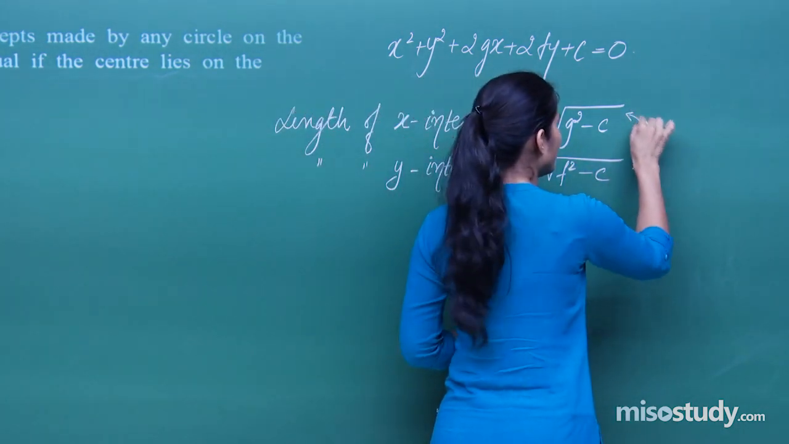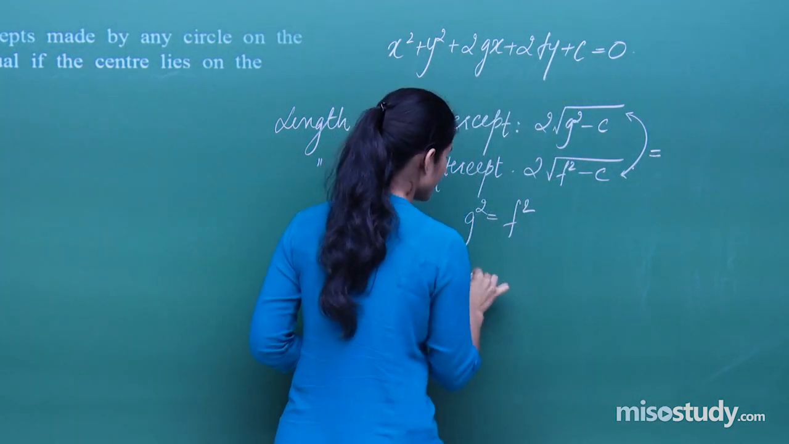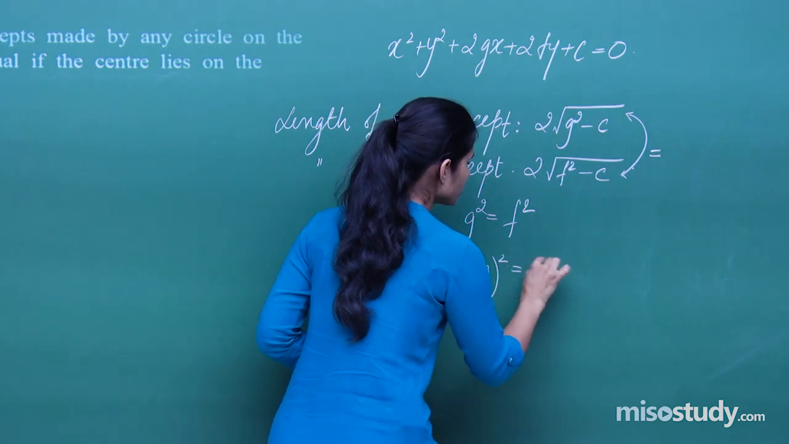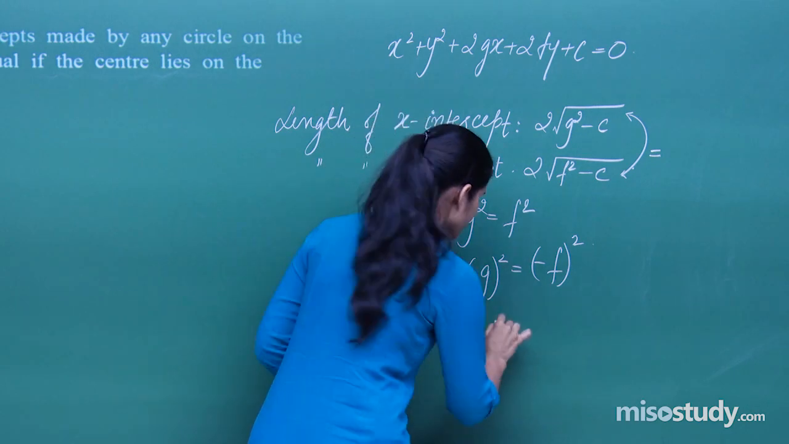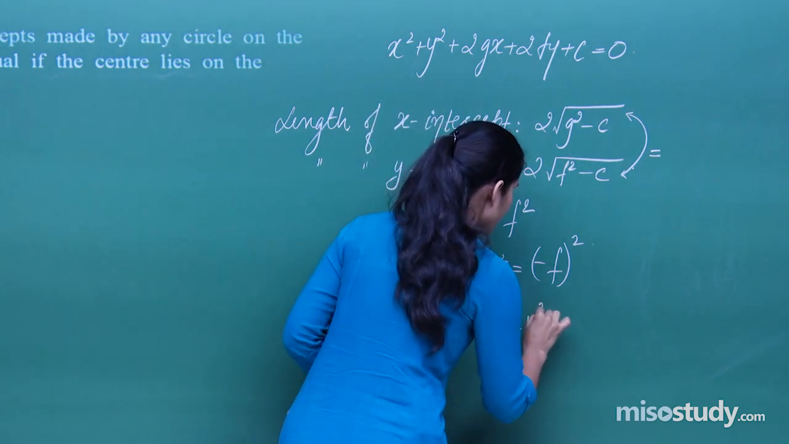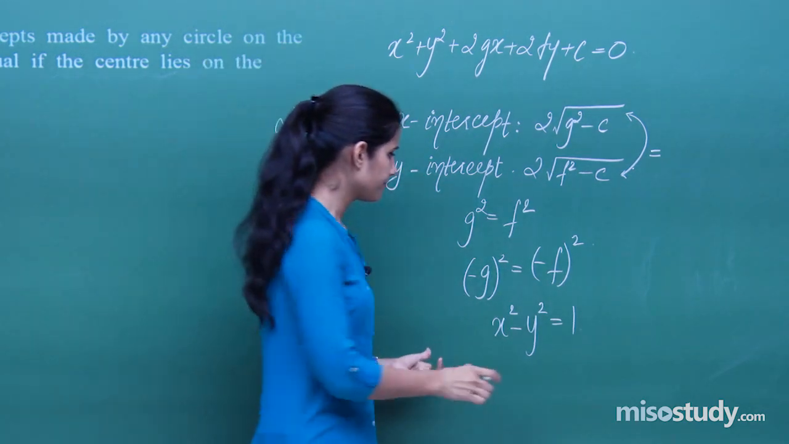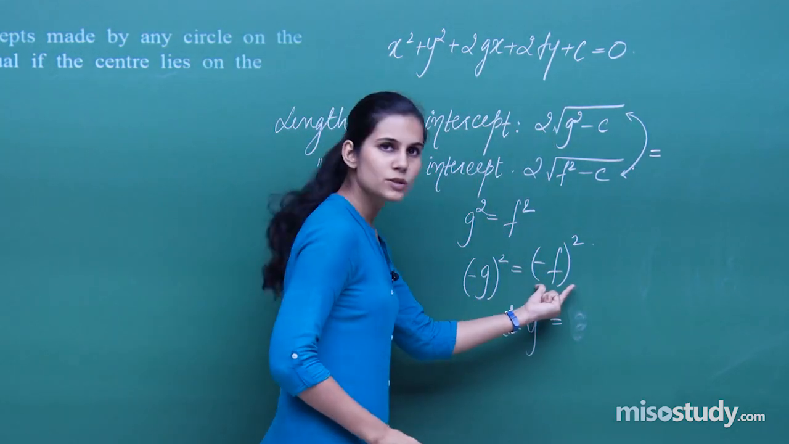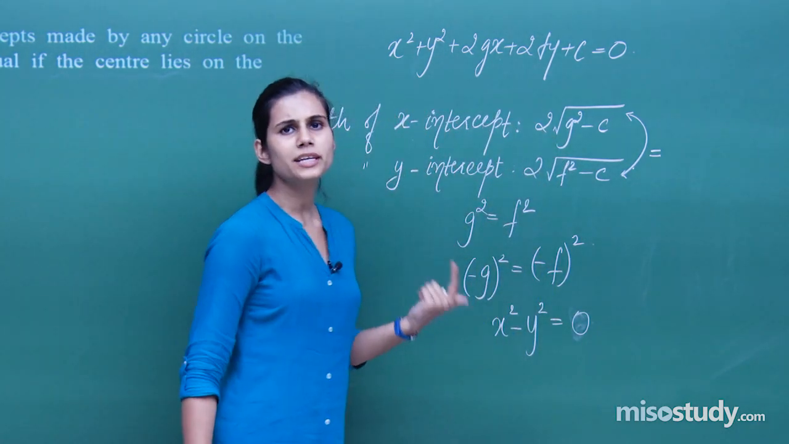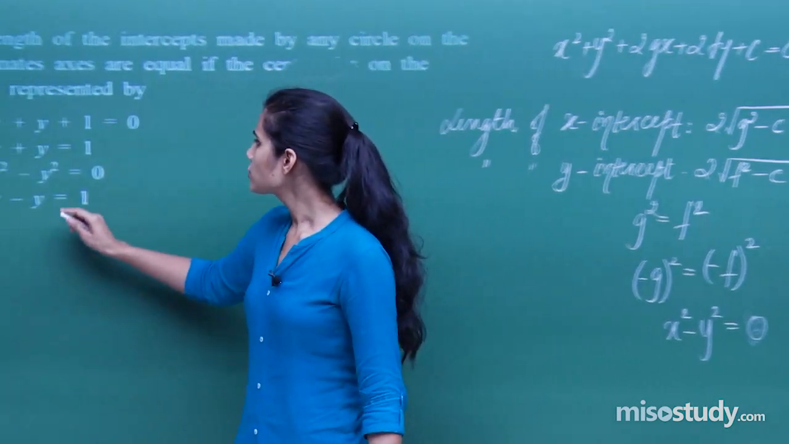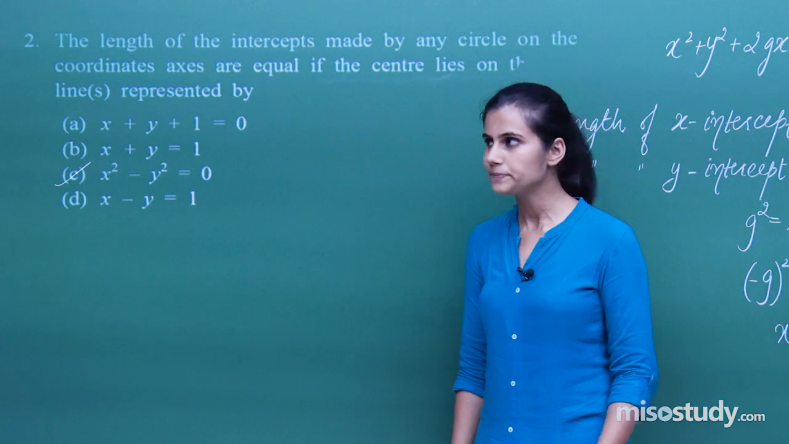If these both are given to be equal, you basically are getting g² = f², or I can say (−g)² = (−f)². So what is the equation? It is nothing but x² − y² = 0. This is x² = y², talking about the locus. So x² − y² = 0 actually happens to be my equation.